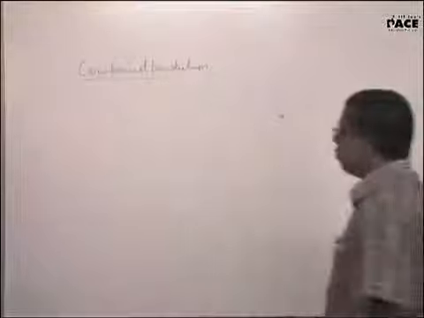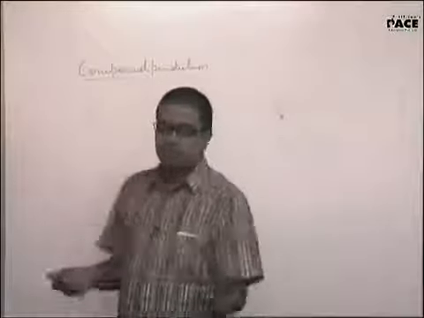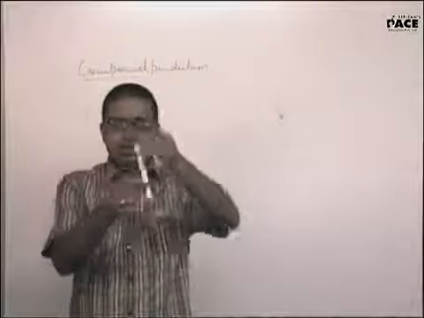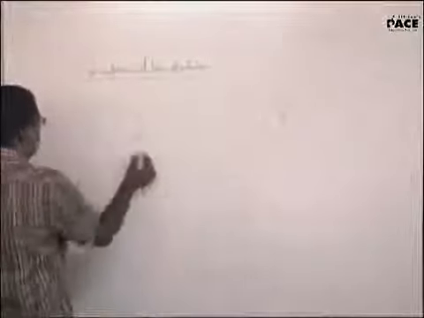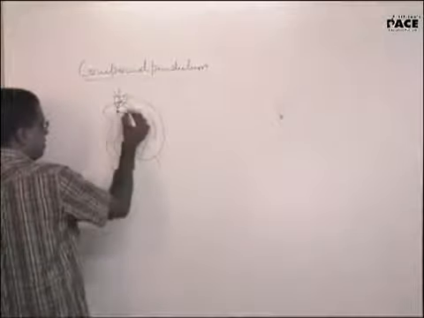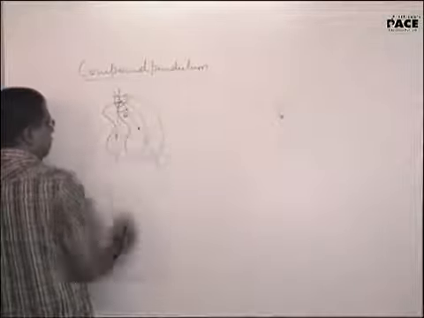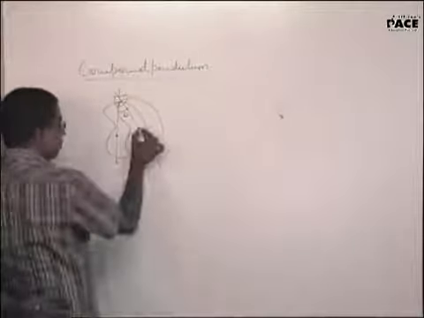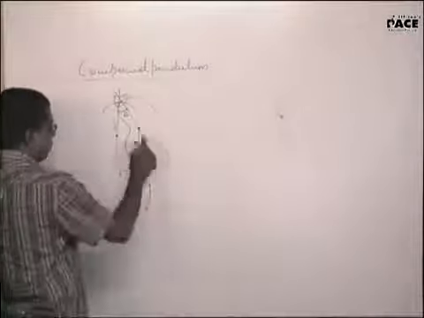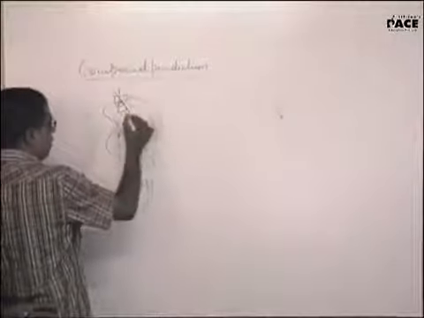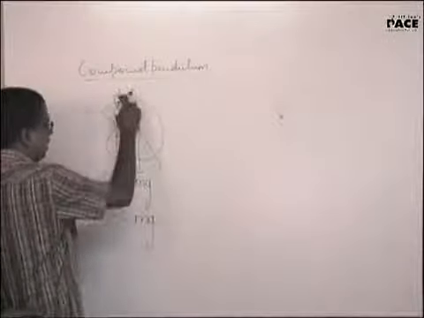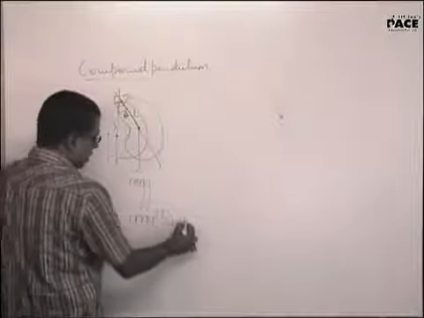Compound pendulum. Now that is dealing with any rigid body which will oscillate this way. Any rigid body. Now this is the equilibrium position. I displaced it by an angle of theta. This was the center of mass. So now this mg is acting in the downward direction. If the length of this body is L, torque is mg into L sine theta.